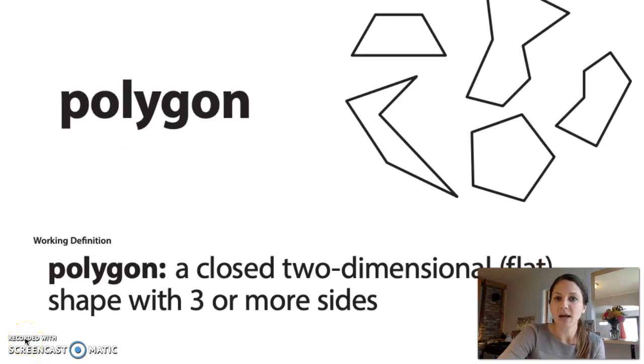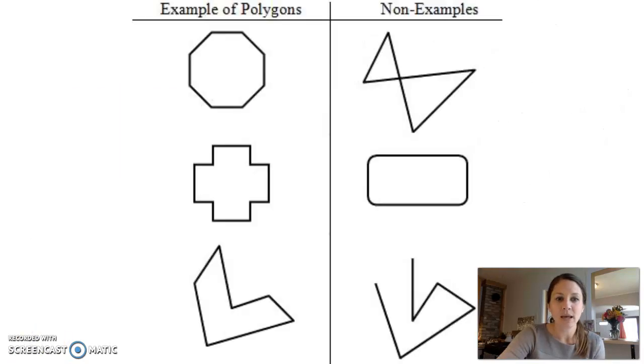So to start, a polygon is a closed two-dimensional flat shape with three or more sides. And I think it's a little helpful to look at examples of polygons. So these are all closed shapes. They're flat. You see the sides are all straight. So those are polygons. On the right side, you see some non-examples. So if there's an opening, if there's curved lines, if lines would cross, that would not be a polygon.